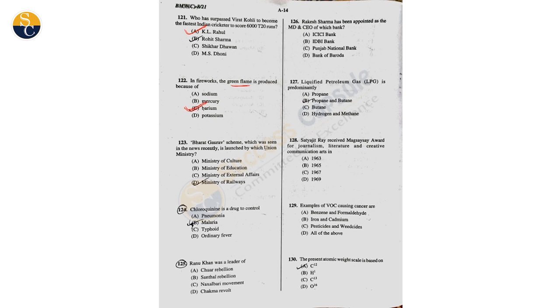Next, the Bharat Gaurav scheme was seen in news recently. It is launched by the Ministry of Railways. These are theme-based tourist circuit trains. Next, chloroquine is a drug to control malaria. So, B is the correct answer.